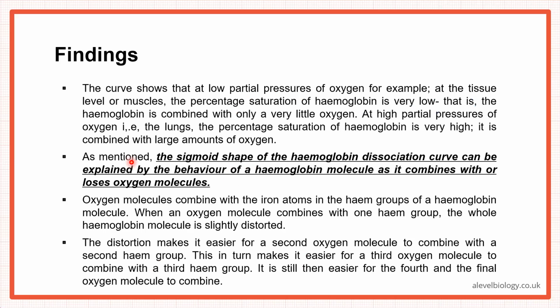As mentioned, the sigmoid shape of the hemoglobin dissociation curve can be explained by the behavior of a hemoglobin molecule as it combines with or loses oxygen molecules. Hemoglobin at one time can combine with 4 oxygen molecules, which makes 8 oxygen atoms. As an oxygen molecule binds with the hemoglobin, it causes a change in the shape of the molecule, causing it to distort a little. Oxygen molecules do not all combine to hemoglobin at one time. As they combine, they bring about a change in the shape and size of the molecule. So this hemoglobin is slightly distorted then.